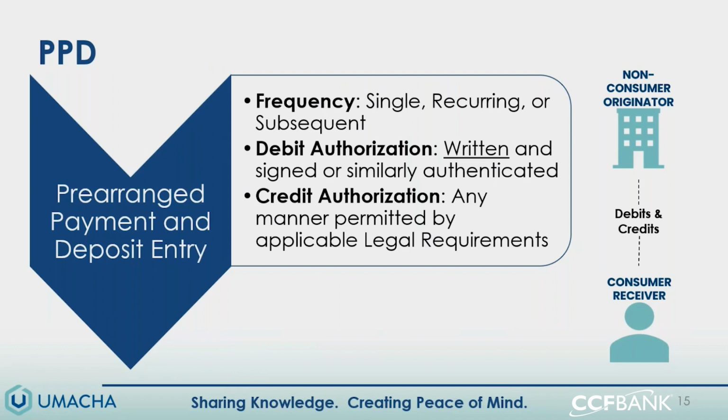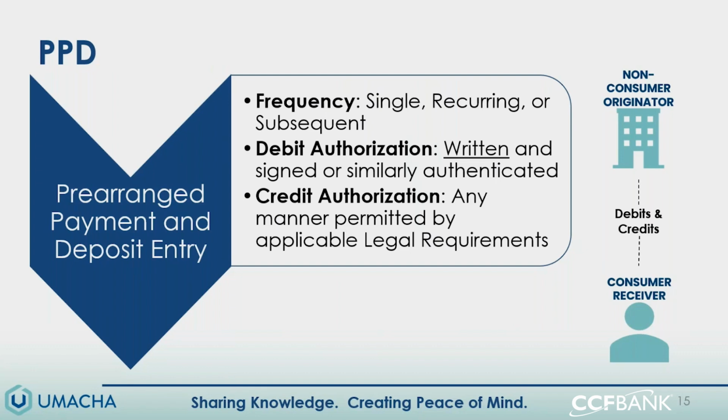For the authorization, remember we talked about the method of authorization. For a debit, these are going to be written and then signed or similarly authenticated. Usually we think PPD, pen, right? P for pen. These are going to be written. I'm going to take a pen and sign my name to it. It could be similarly authenticated, meaning maybe I'm logging into a system at your location and you're able to verify my identity that way, or I print a form out and bring it into the location, and you're somehow verifying my identity with that similar authentication. But for the most part, these are written and signed with a wet signature on a piece of paper.